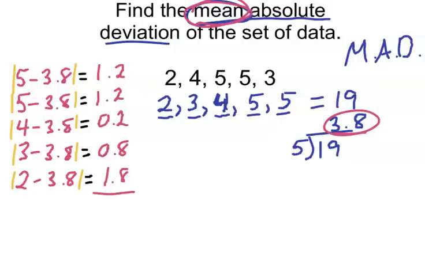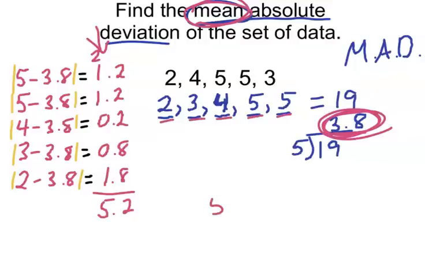So here is the whole row of how far away from the mean each one of the numbers is. Let's find the average of those. Adding all these up, we get 5.2. Then you have to divide by the number of values in the data set to get the mean absolute deviation.